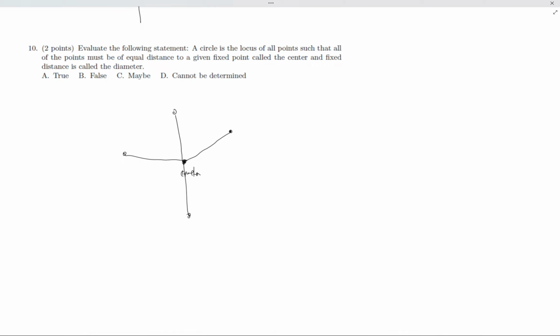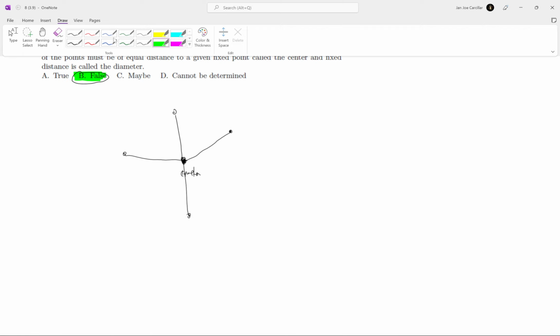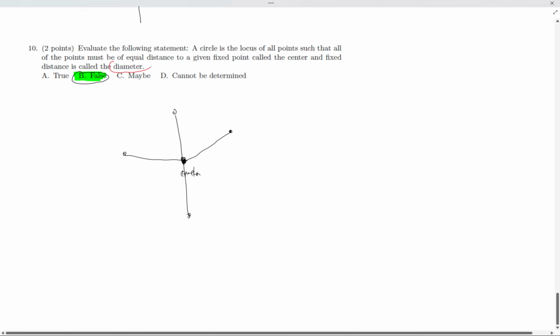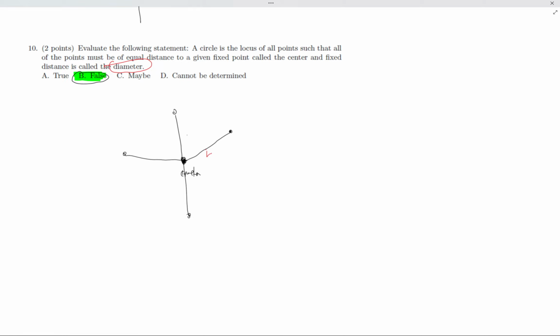But what do we call that fixed distance? In this case, it should now be evident that fixed distance right there is not the diameter. That is our radius. So therefore, this statement now is false because of the word diameter. So this is the answer. This is false because the fixed distance is not the diameter, but that is our radius. Again, my drawing is not accurate, but just put it this way. Okay? So we are done with question number 10.